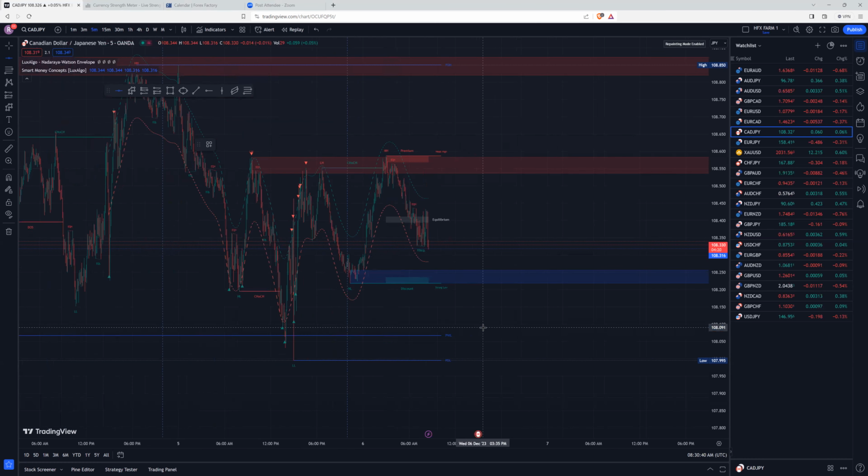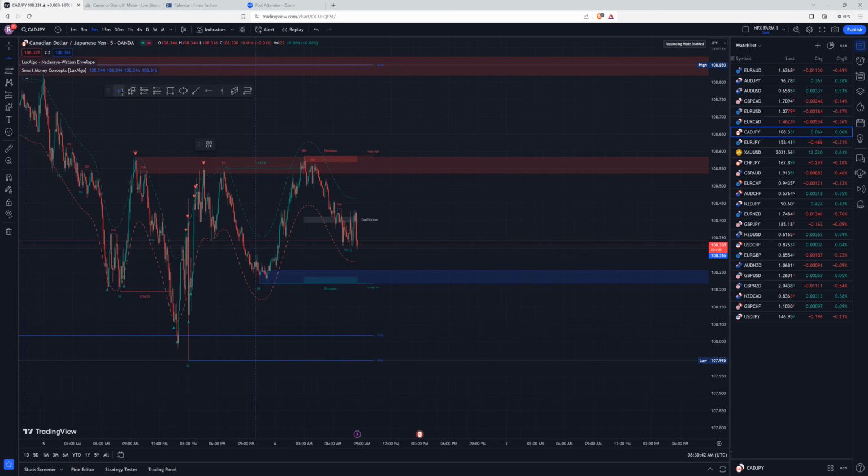So this means we'll be using both 3 minutes and 5 minutes most times on the trade. For 3 minutes, I'll be using the white horizontal line, and for 5 minutes, I'll be using the yellow horizontal line.